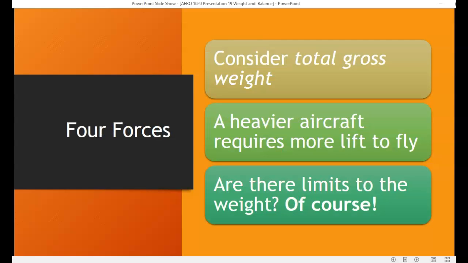You recall that one of the 4 forces acting on the airplane in flight is weight. We have to consider the total gross weight of the aircraft, because a heavier aircraft requires more lift to fly. And there are limits to the weight.